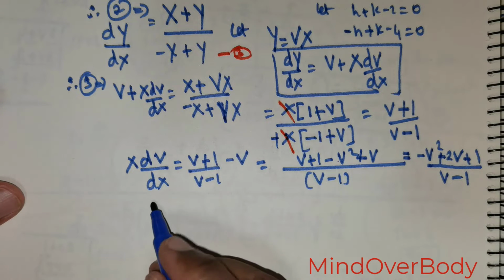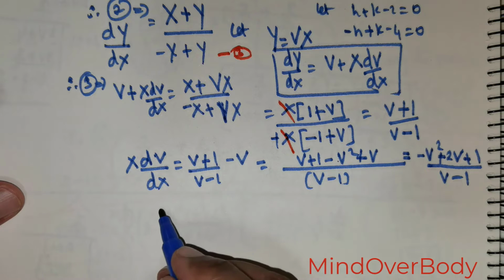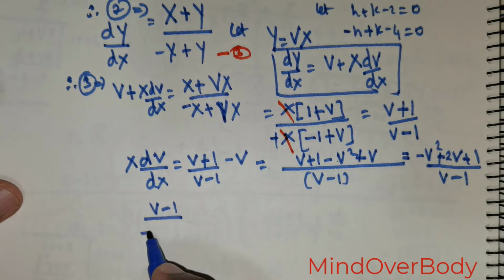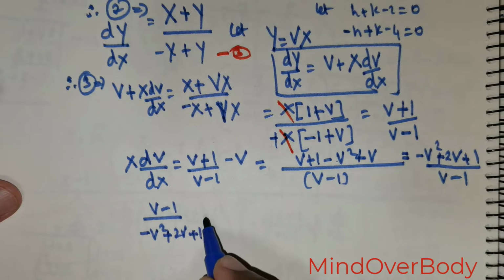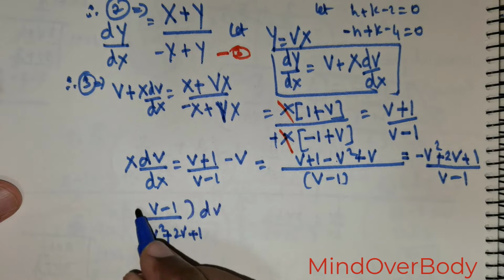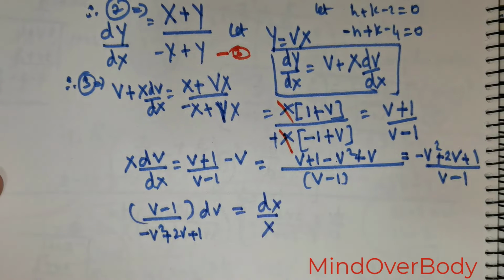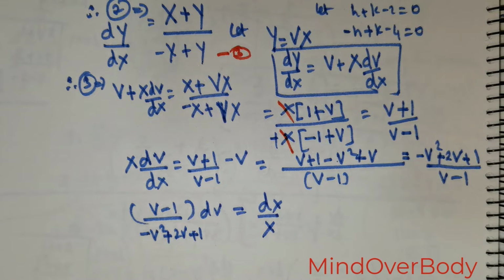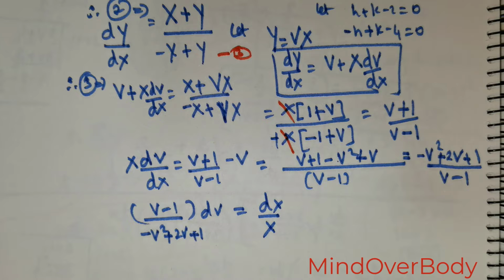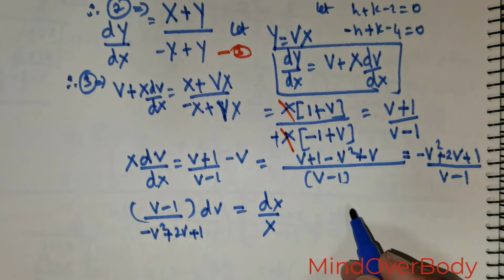So we need to take the dv's together and the x's together. So this is going to be v negative 1 divided by negative v squared positive 2 times v positive 1. This entire thing is times dv is equal to dx divided by x. So this is what I've got. So now the question comes is, we will have to make some substitution. So let's substitute. So I'm going to solve this first.